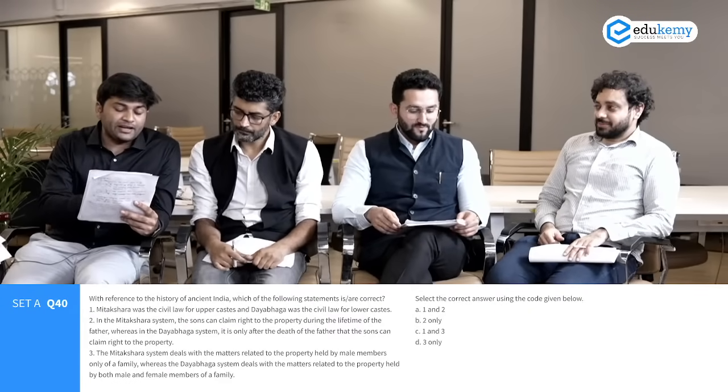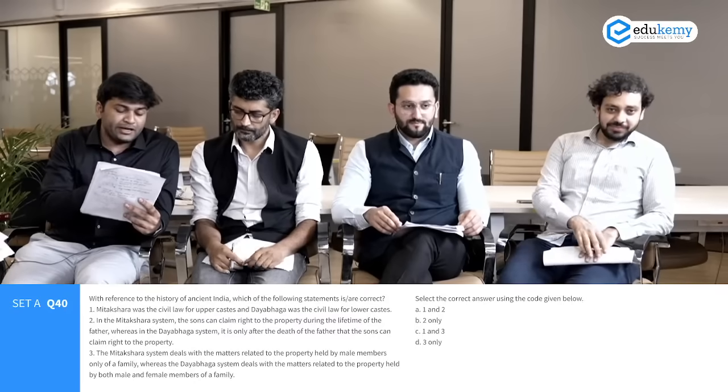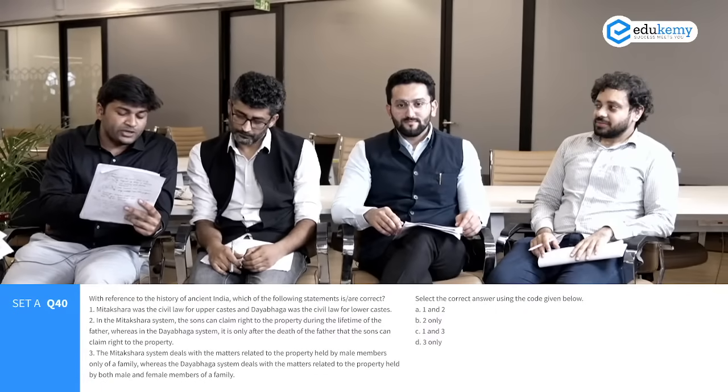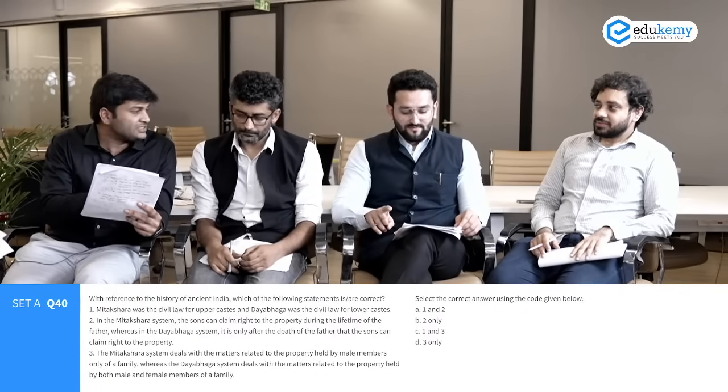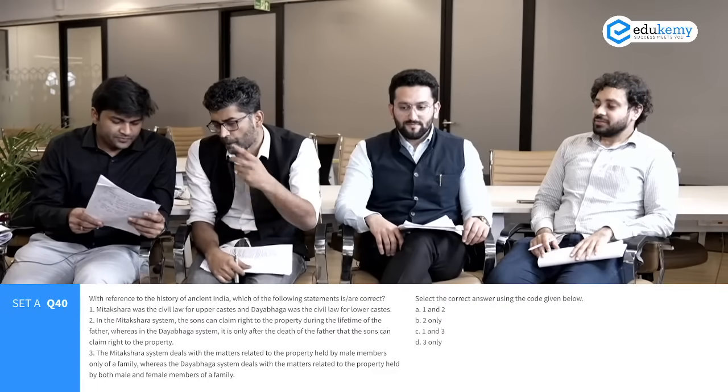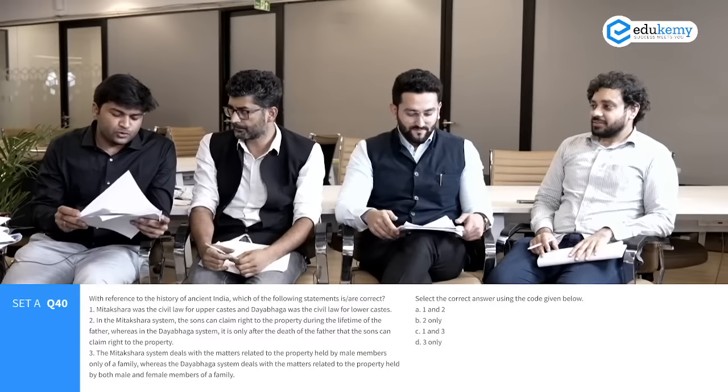It is absolutely right. But the second statement, in the Mitakshara system, the sons can claim a right to the property during the lifetime of the father. This statement is correct. Whereas in the Daya Bhaga system, it is only after the death of the father that the sons can. So this statement is correct, but the option says each statement is correct. Rahul's point is that they should also specify sons and daughters, so maybe on that count you can question this statement. This is a question with some discrepancy.